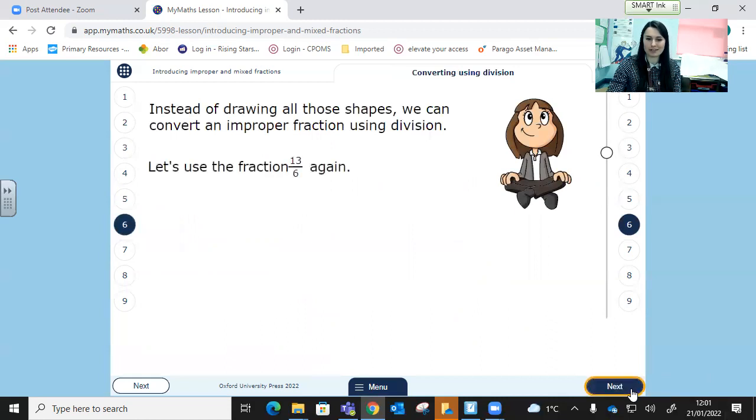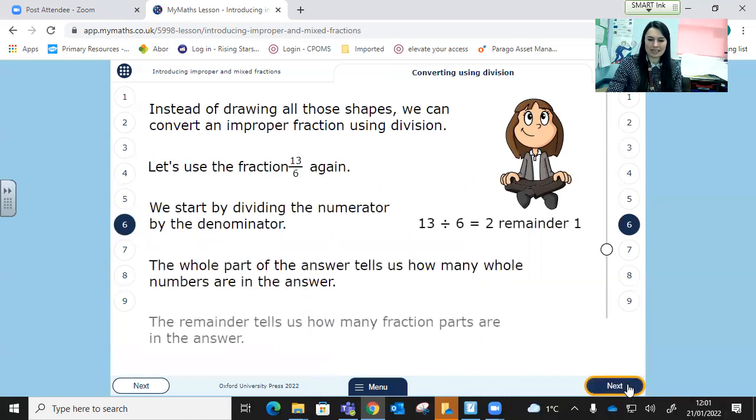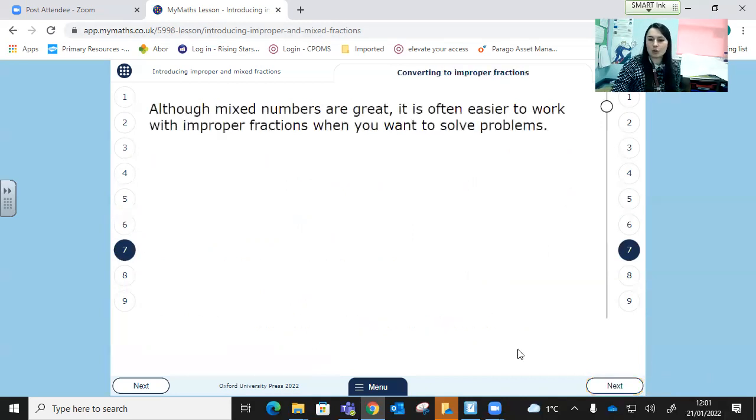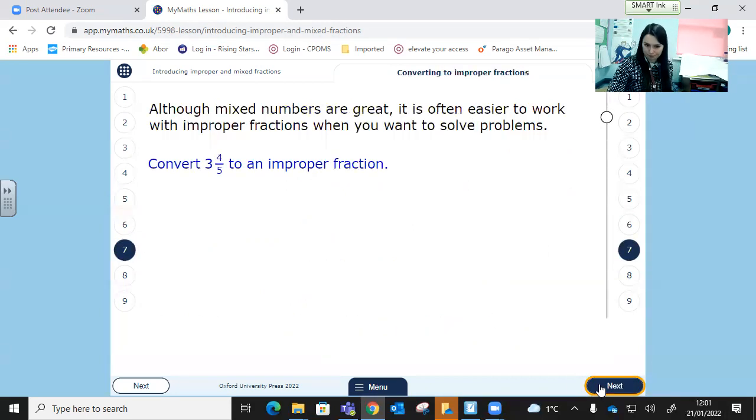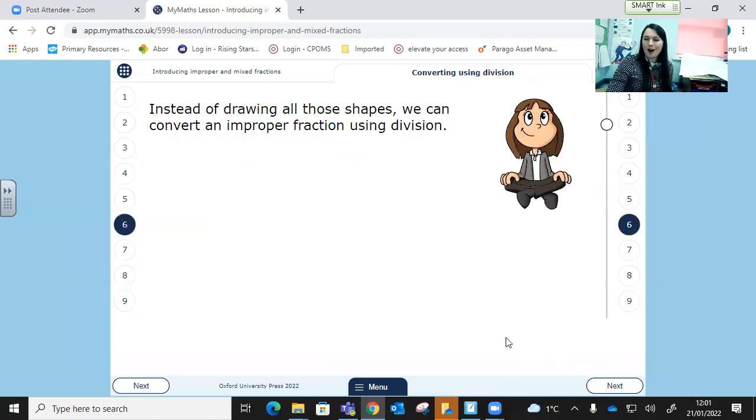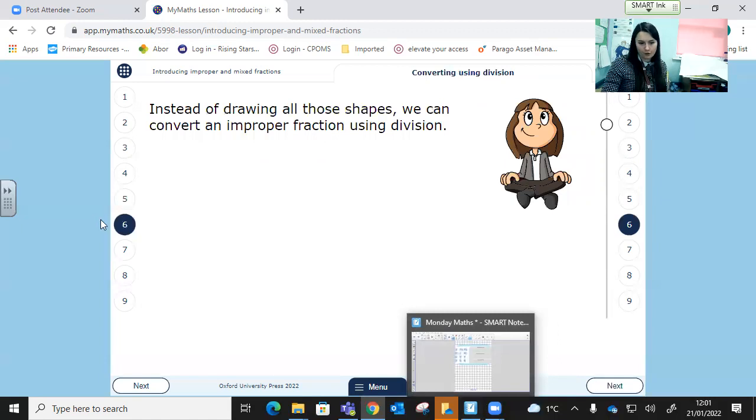Okay, no drawing this time. We need to think about the fact, how many 6s go into 13? 2 whole groups of 6 and 1 left over. So this is the way you are going to do it when you are taking an improper fraction to a mixed number.